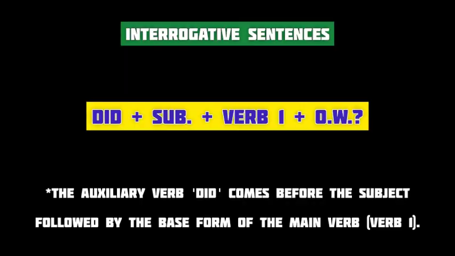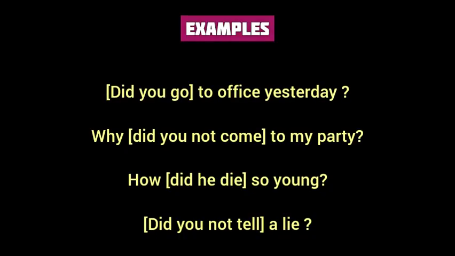But how to use the simple past tense in interrogative sentences? We put the auxiliary verb did before the subject and the first form of the verb or the base form of the verb after the subject in simple past tense in interrogative sentences. Now see some examples on your screen. Did you go to office yesterday? Here the auxiliary verb did comes before the subject and go in the first form comes after the subject.